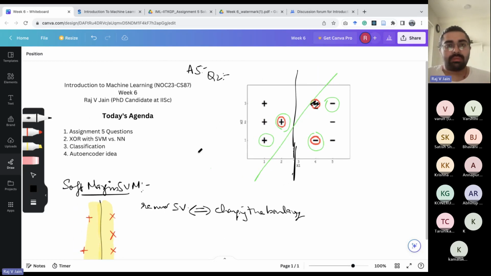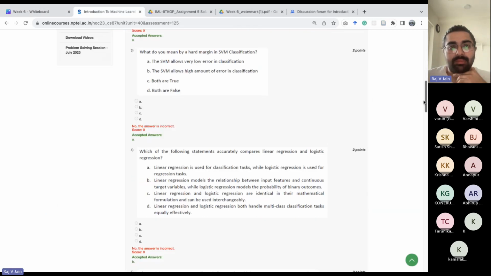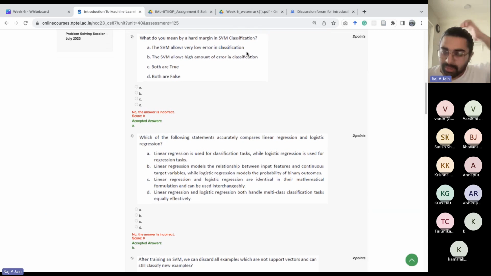Okay, so this is question 2. All right. Next, question 3. What do you mean by hard margin in SVM classification? So I guess A is what many of you should have answered. Does anyone have any contention on this?